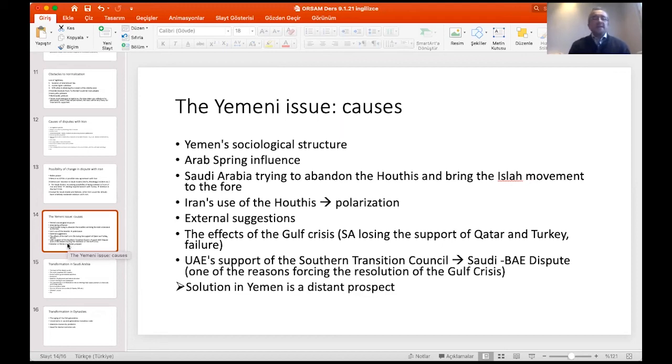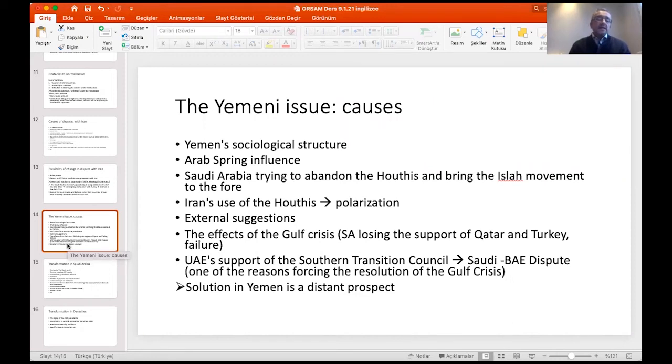They say it is an Arab Spring or Arab Fall, Arab Autumn. How can you name it? And the other cause was Saudi Arabia trying to abandon the Houthis and bring the Islah movement to the fore. As you know, Saudi Arabia had very good relations with the Houthis during the Cold War times, but it changed its policy. It began to see the Houthis as Iranian agents in the region, and began to create new situations in the region. But we cannot say it is very successful now.